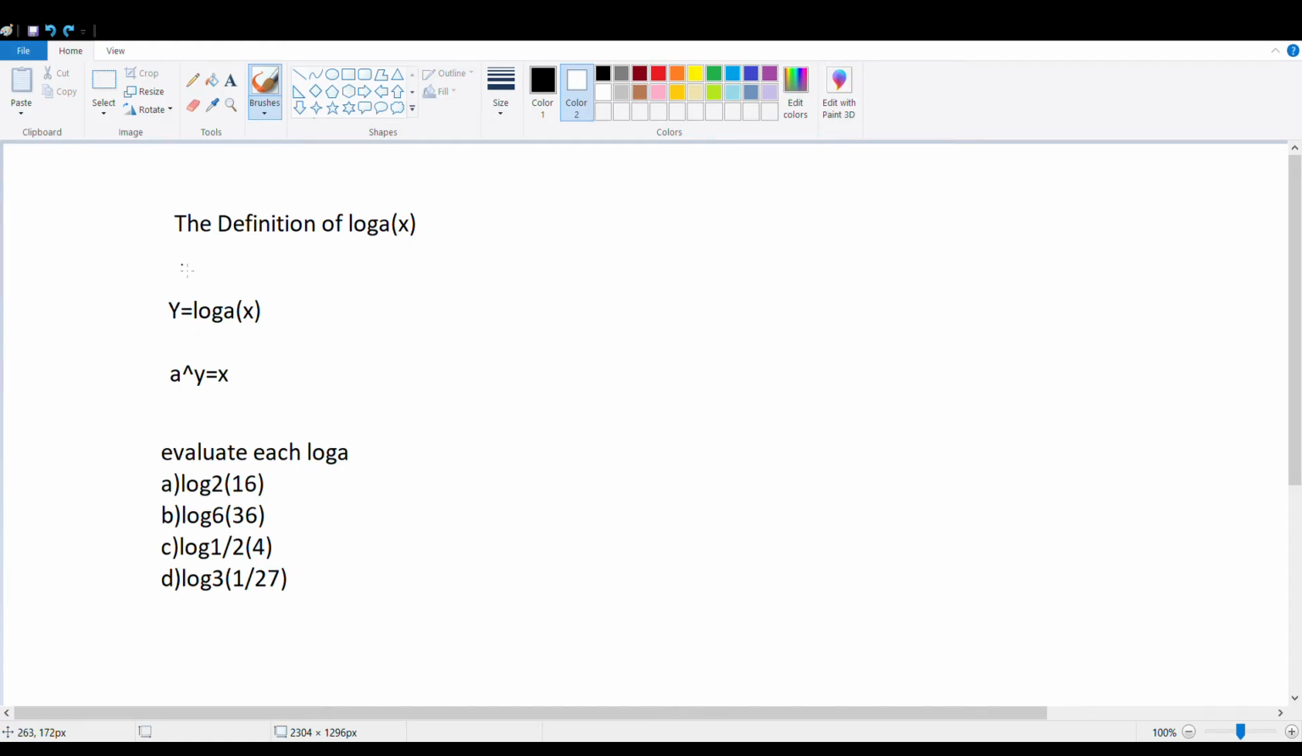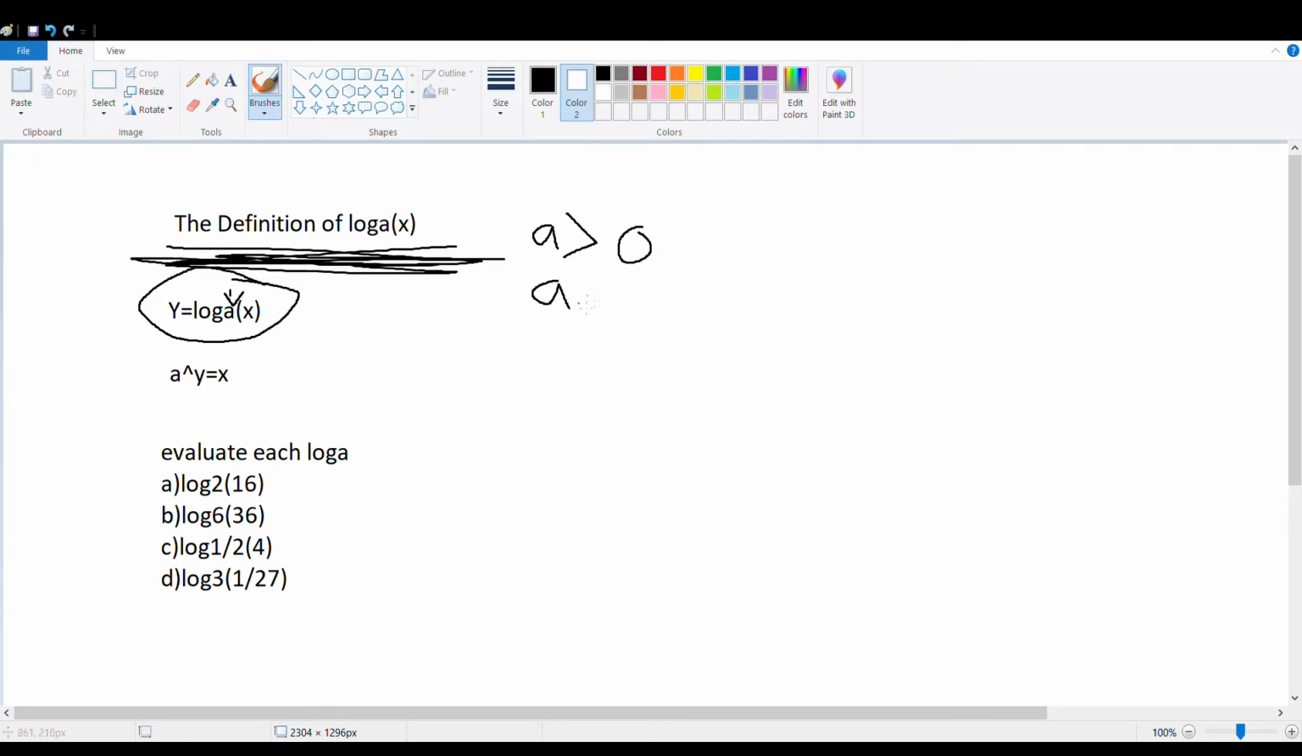Hello everyone, and today I'm going to be teaching you guys the normal definition of logarithm, or log a as such. Basically, as you can see, this is the normal or regular formula for logarithm, where a is greater than 0 and a is not equal to 1. You have to remember this because it is very important in logarithm. And yeah, basically that's it for this formula.